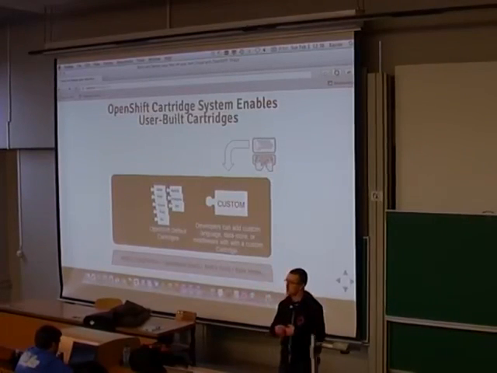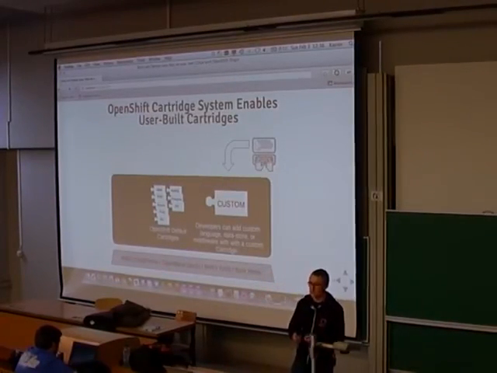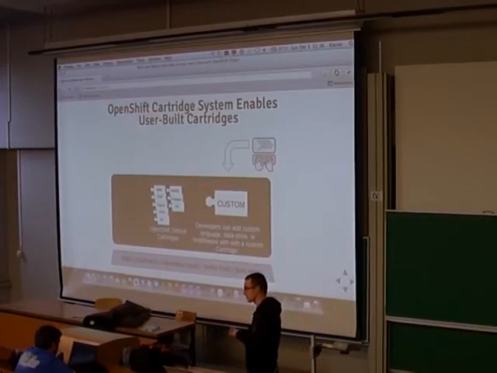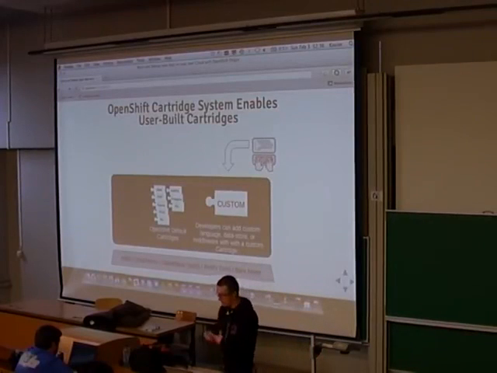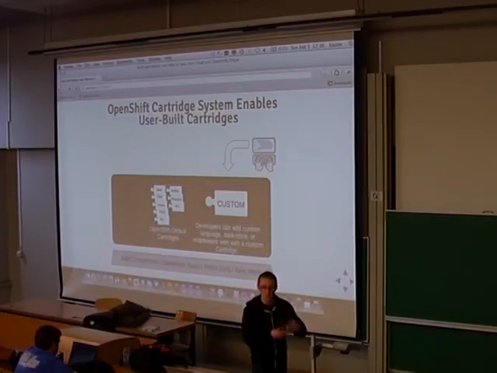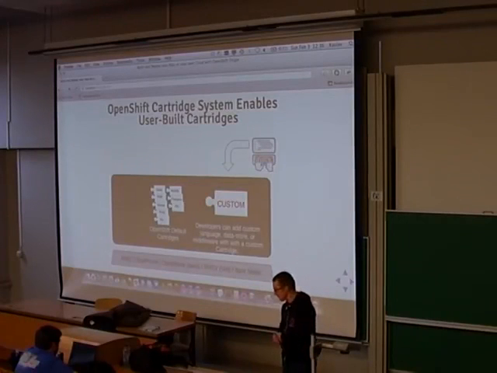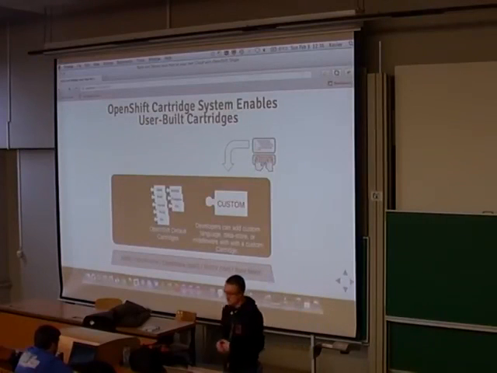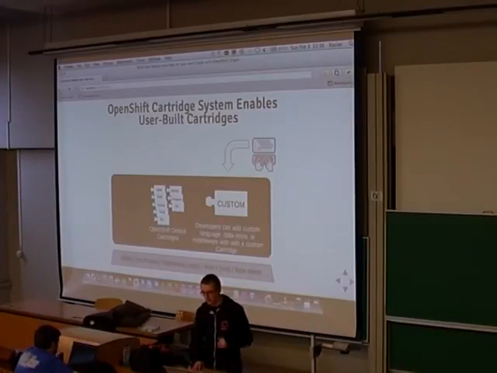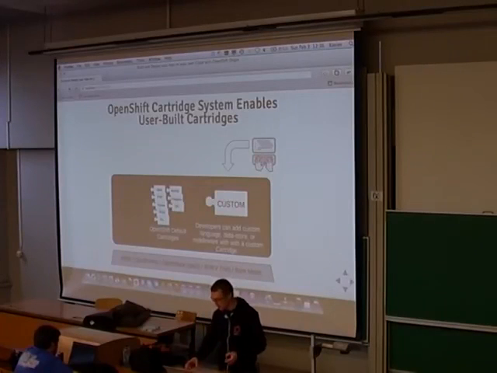So let's say, for example, you want to run some specific version of MySQL, which is not provided as a built-in cartridge. But you can write your custom cartridge, and then your applications are going to take advantage of it. Or maybe you want to write a cartridge for some runtime that is not supported yet. Let's say you would like something like Infinispan or Vert.x or something like this. Well, you can write your own cartridge for it.